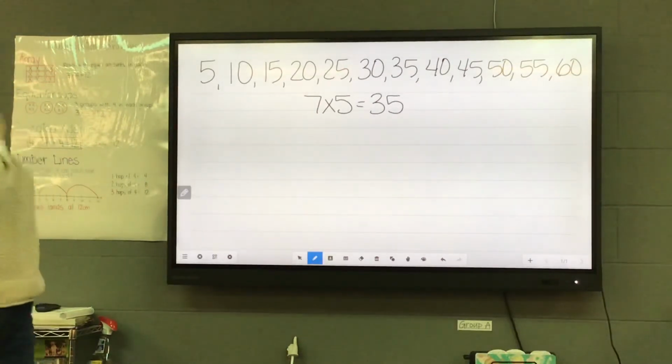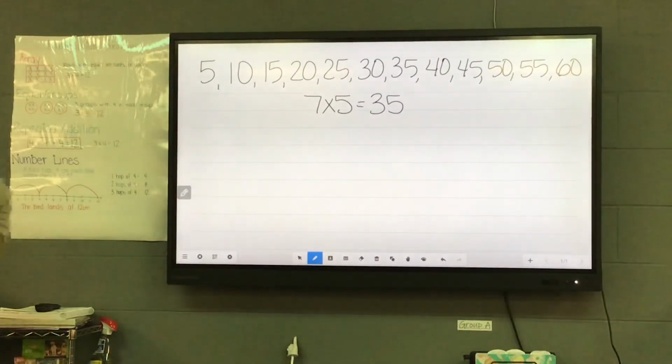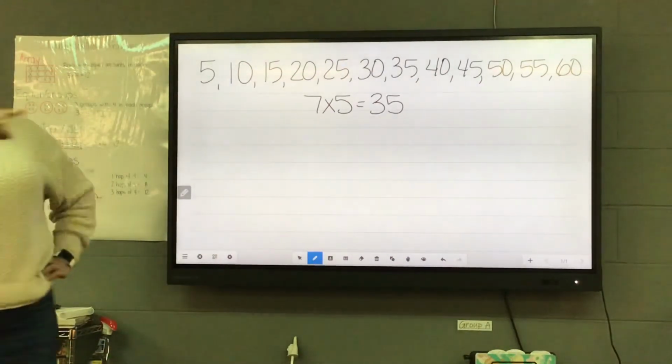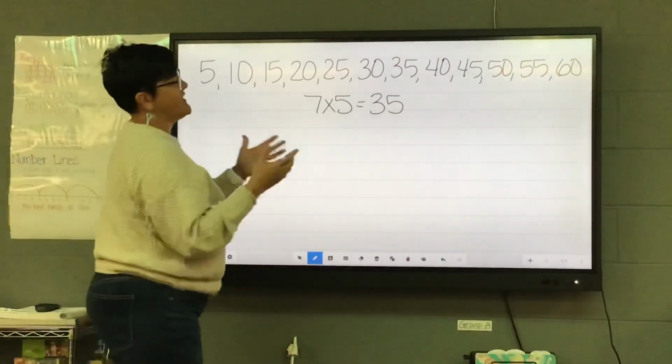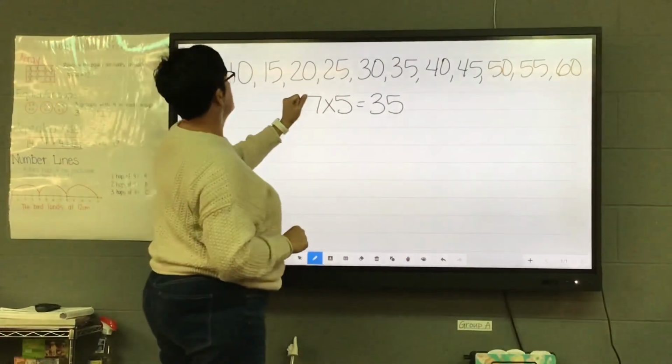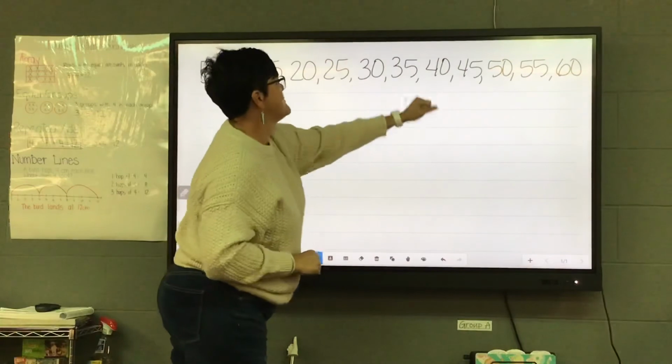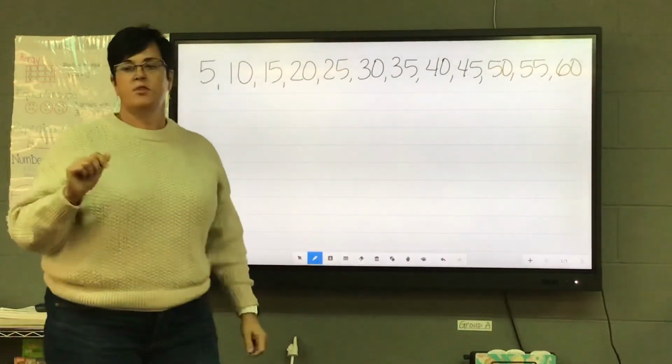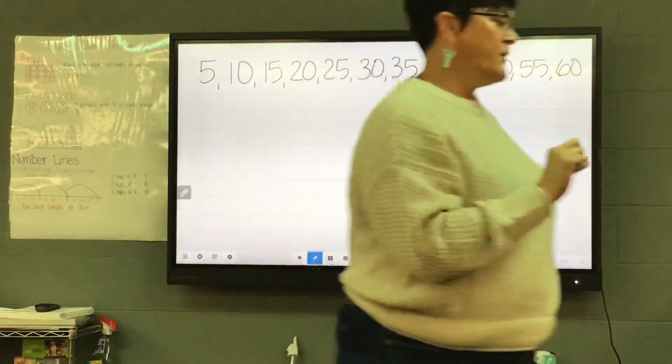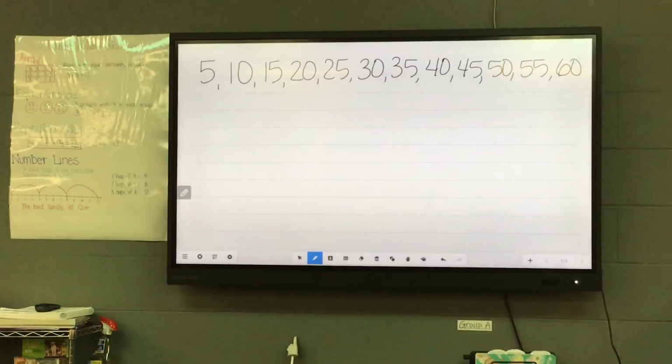Do you think we could figure out what 11 times 5 is that way? Use your number line. Point to the number that is the product of 11 times 5 in your, it's not a number line, sorry, in your skip counting. That would show you what 11 times 5 would equal. Point to the number in the numbers that you have on your desk.